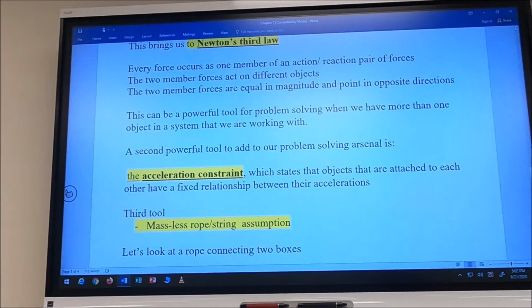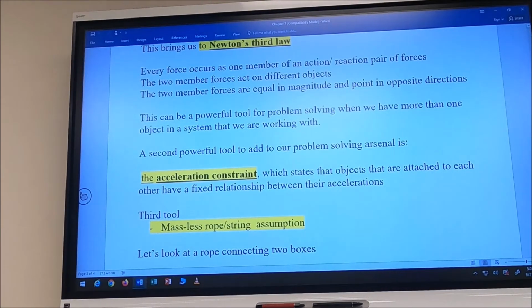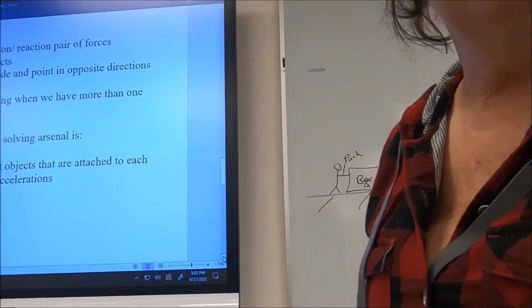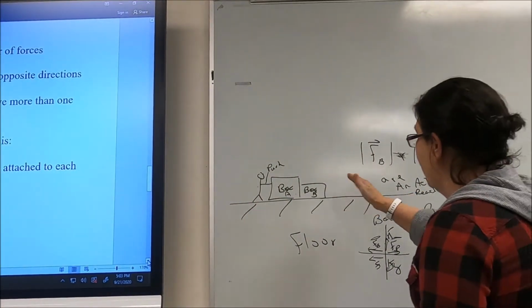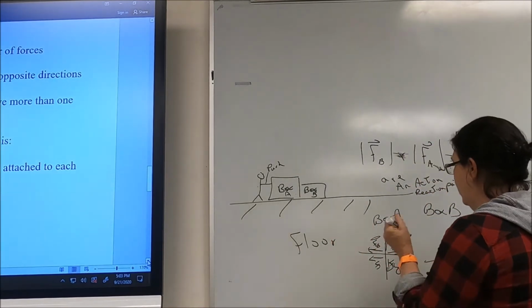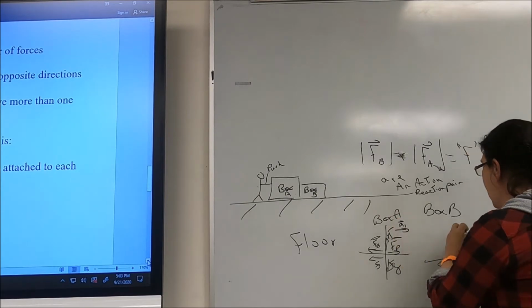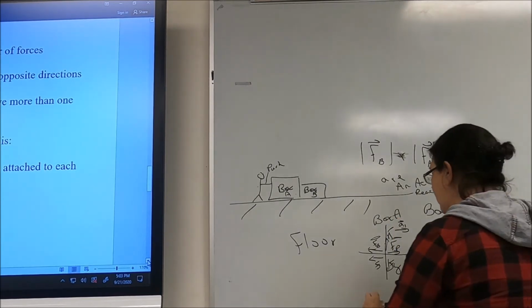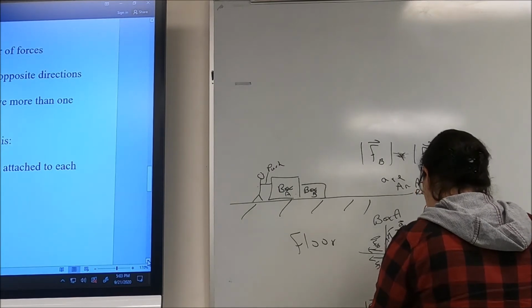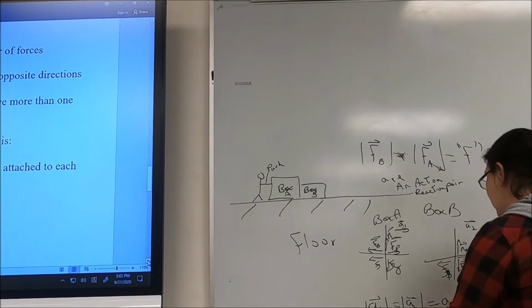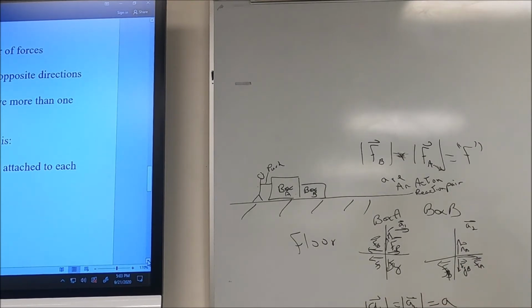Okay? Now, the next thing we have to talk about is an acceleration constraint, which states that objects that are attached to each other have a fixed relationship between their acceleration. Now let's come back over here. If box A and box B maintain contact with each other, if acceleration of box A is A1, acceleration of box B is A2, I can say that the magnitude of A1 equals the magnitude of A2, and I would call it a magnitude of A. That's the acceleration constraint. Okay? Let me show you a couple other examples of an acceleration constraint.